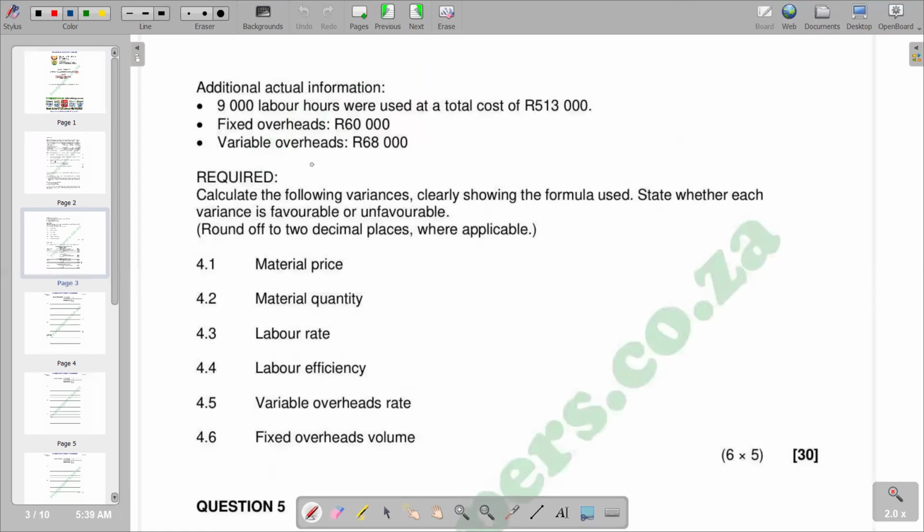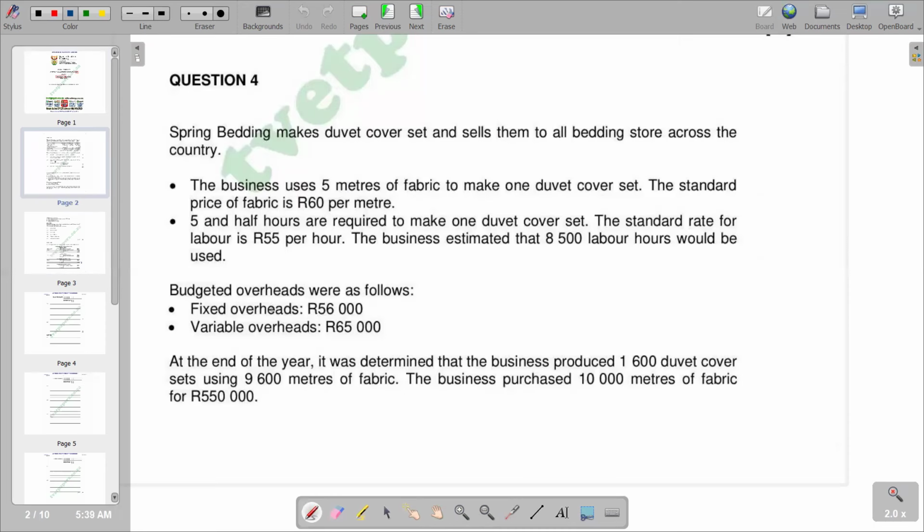Then you go to the additional actual information. So this is additional actual information that you're given. And then here you are given again actual information, that is from here going forward. And then the standard information you are given at the beginning of the question.